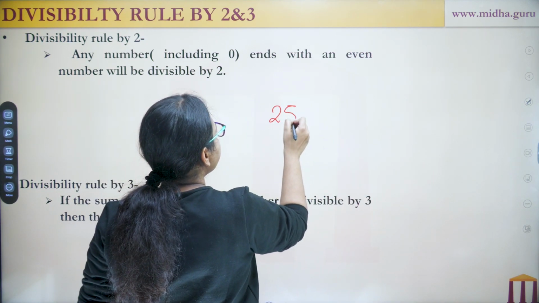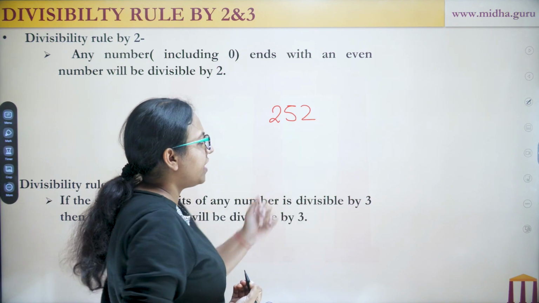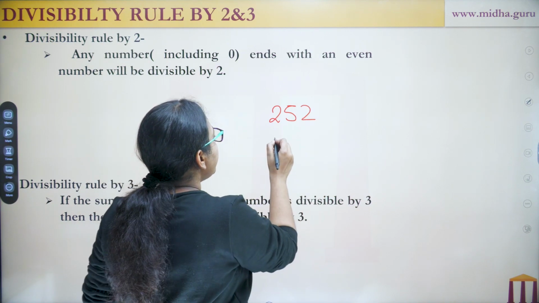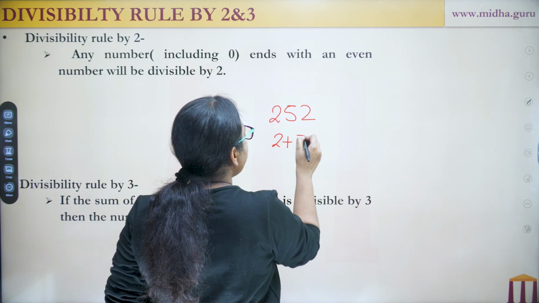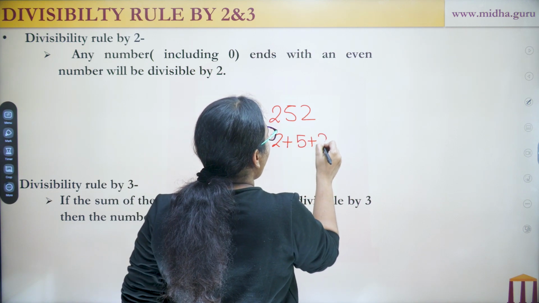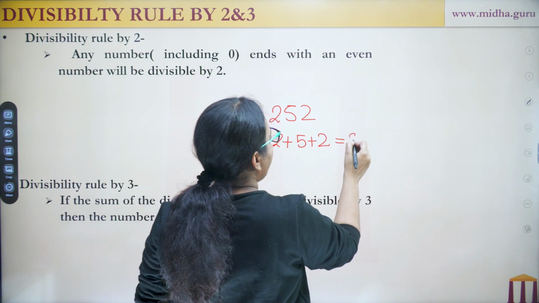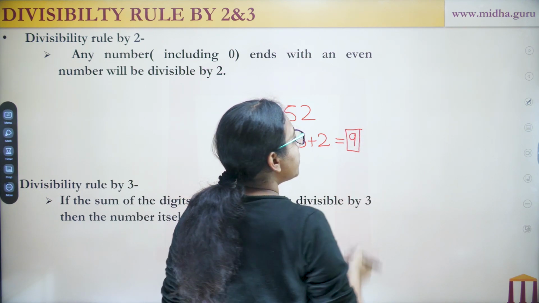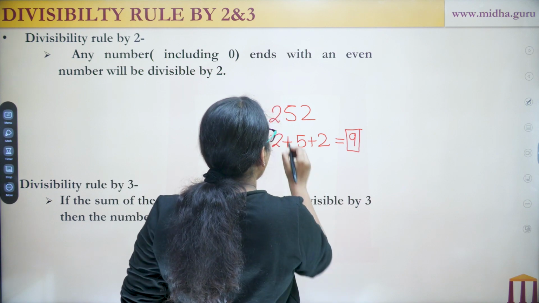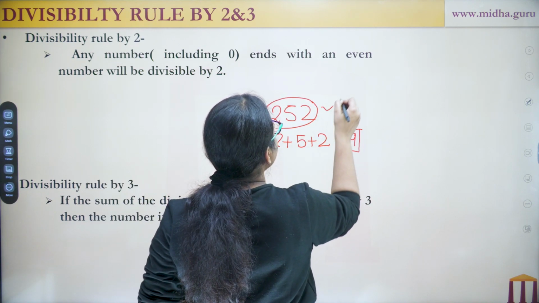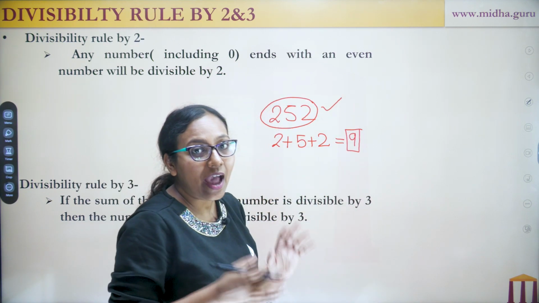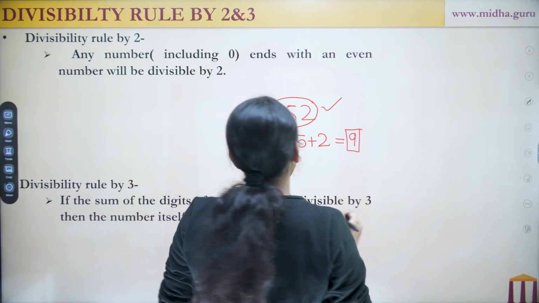2, 5, 2. Very simple number. What we need to do is just take the sum of the digits, which is 2 plus 5 is 7, plus 2 is 9. Is 9 a multiple of 3? Of course, yes. So this whole number will be divisible by 3. No need to do actual division here. Let's take some bigger number.